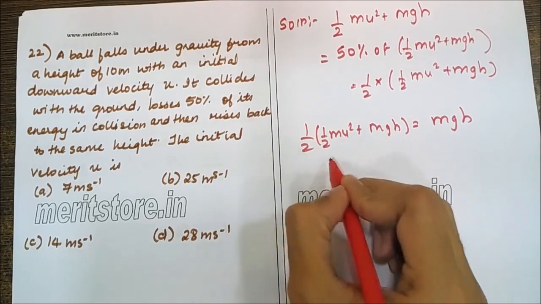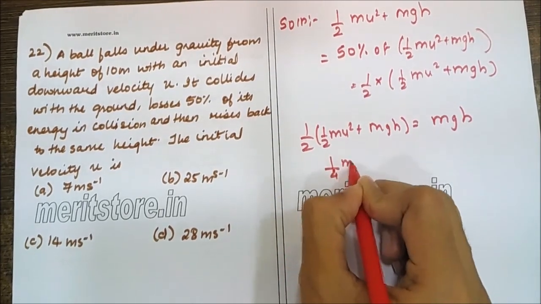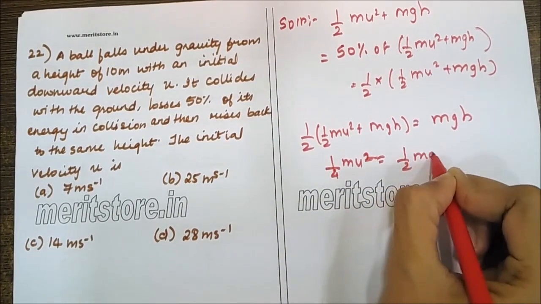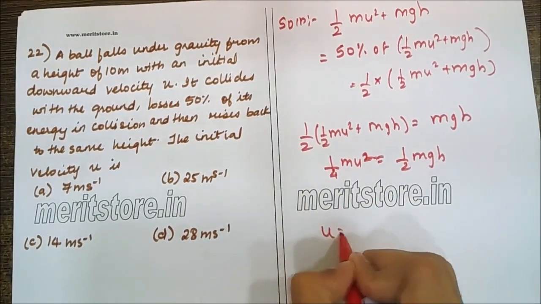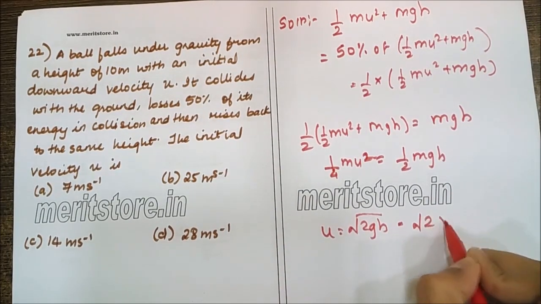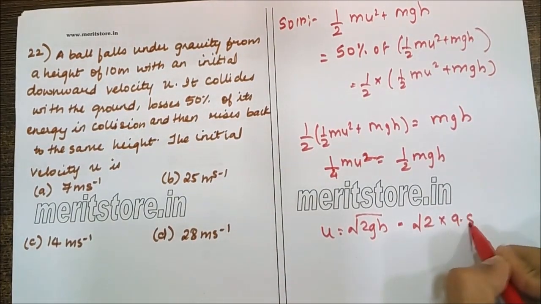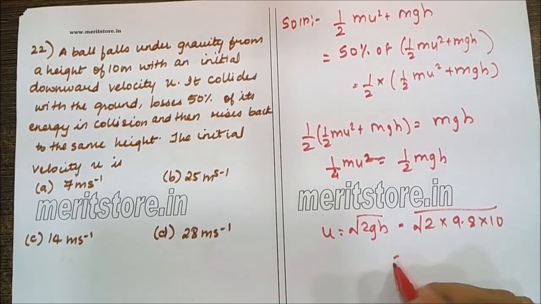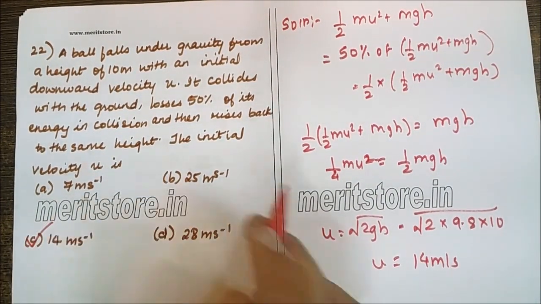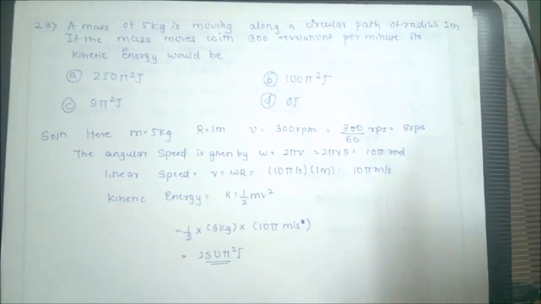Solving this equation we get 1 by 4 mu square equals half mgh. So the initial velocity u comes out to be under root 2 gh, which is equal to under root 2 into 9.8 into height 10. So the value is 14 meters per second, the initial velocity. So C is the correct option.